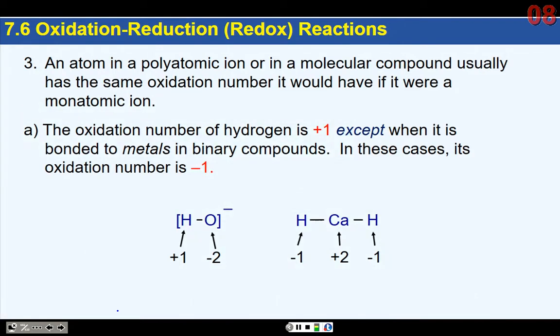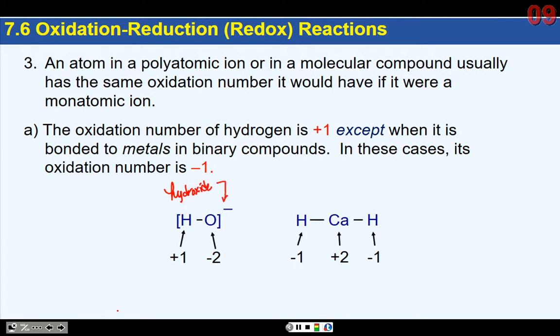Third rule, an atom in a polyatomic ion or in a molecular compound usually has the same oxidation number it has as if it's a monatomic ion. So when we see things in a polyatomic ion, we'll think in terms of what they typically would have by themselves in a monatomic ion. The more examples you see, the better. So think in terms of specific things in polyatomic ions, such as hydroxide. This example at the bottom of the screen is hydroxide, and hydroxide has an overall charge of -1.